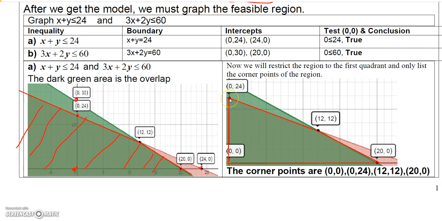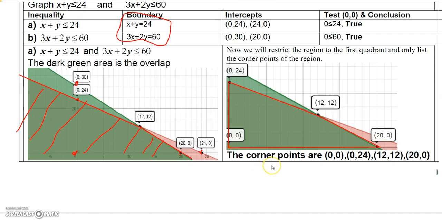Now, 3 of these corner points we actually knew from graphing over here. Like we know this is 0, 24. We know this is 0, 0. We know this is 20, 0. And then to actually find this point right here, all you have to do is solve this system of equations right here, because this point is simply the intersection of those two lines. So if you do that, you'll get the point 12, 12. So you actually have 4 corner points: 0, 0, 0, 24, 12, 12, and 20, 0. And so there's your corner.